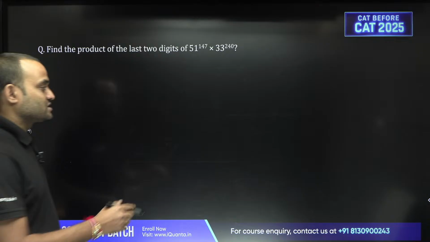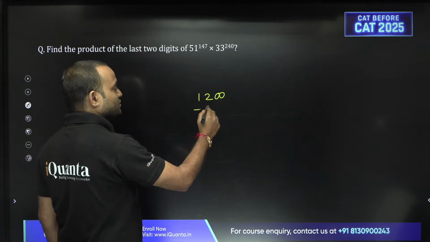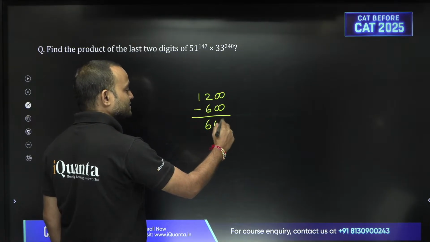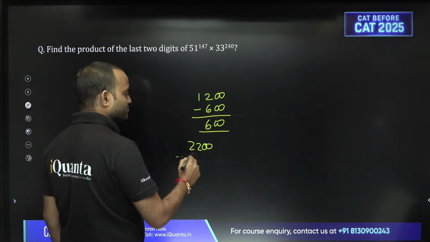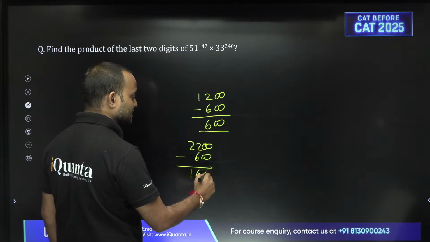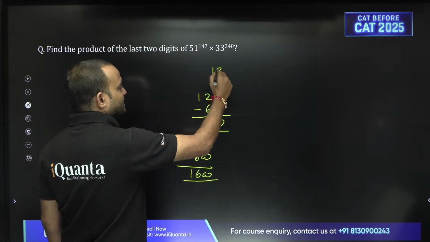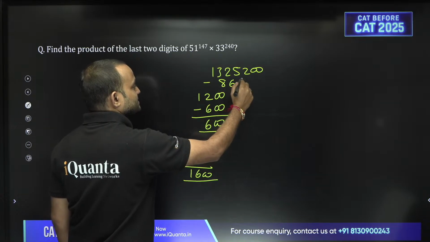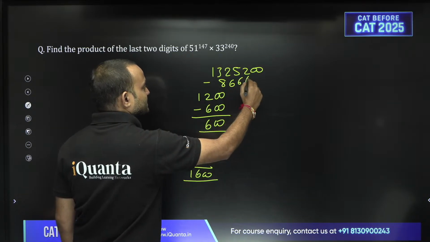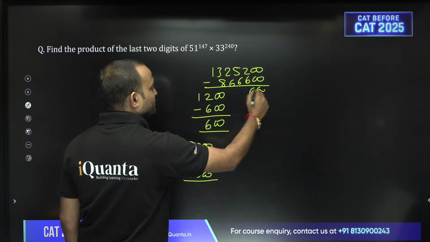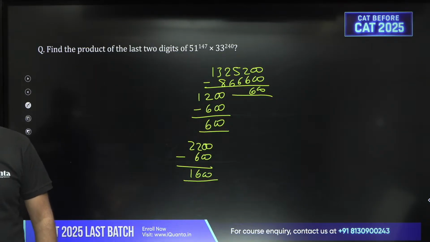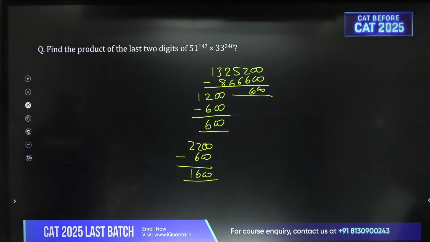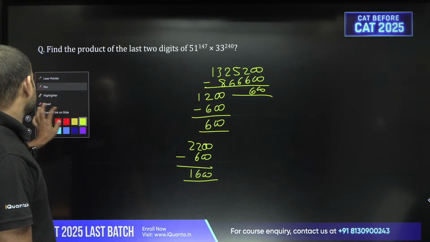Chetan, I missed your doubts. See, just for an example, 1200 minus 600 is 600, right? 2200 minus 600 will be ending with 600, last 3 digits, है ना? 1325200 minus 866600, ये भी तो एंड करेगा 600 में, समझ रहे हो? Chetan, I missed your doubt, now I saw that. ठीक है, I hope you got this.